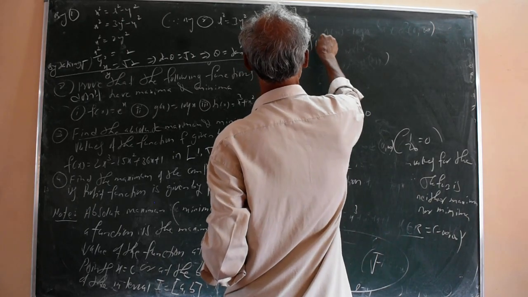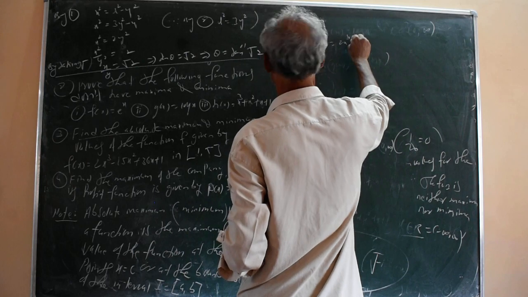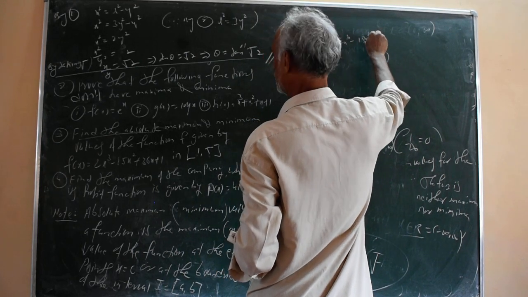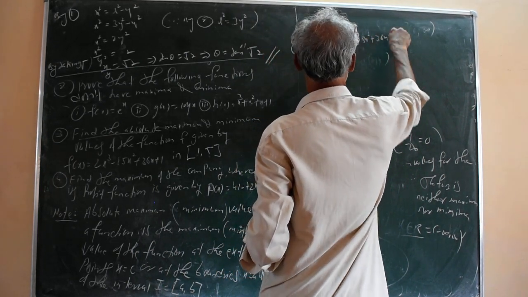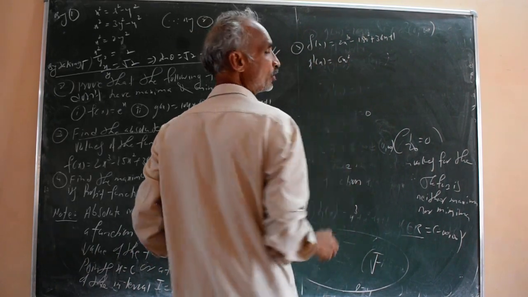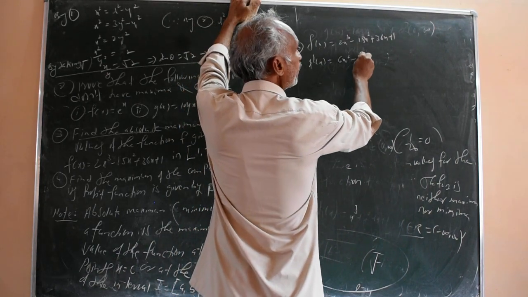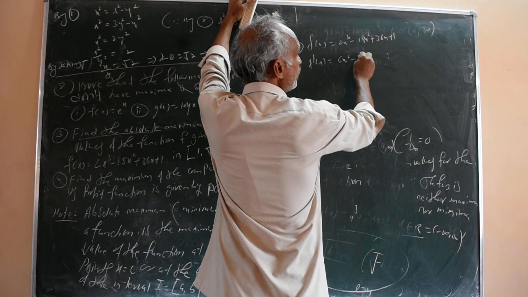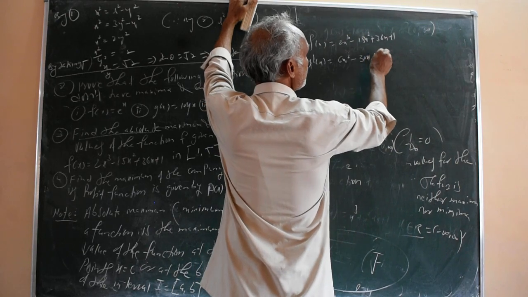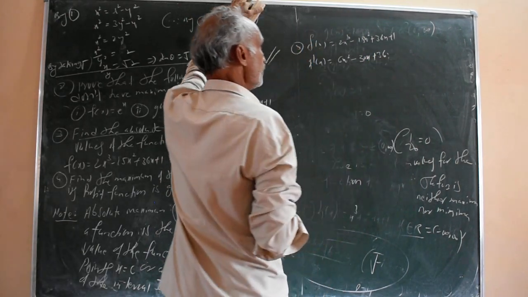F of x is equals to the third one. F of x is equals to 2x cube minus 15x square plus 36x plus 1. F dash of x is equals to 6x square. X cube differentiation is 3x square, 3 into 2. 15 into differentiation of x square, 2x, 15 into 2, 30x. Plus 36 into differentiation of x is 1, 36. Plus 1 differentiation is 0.